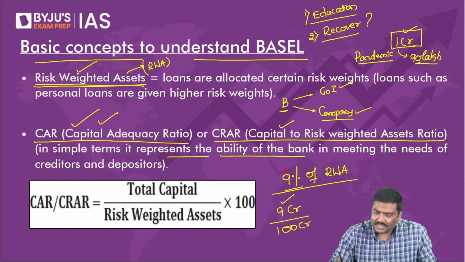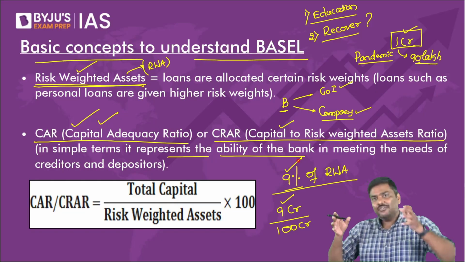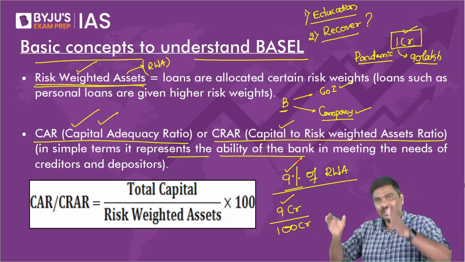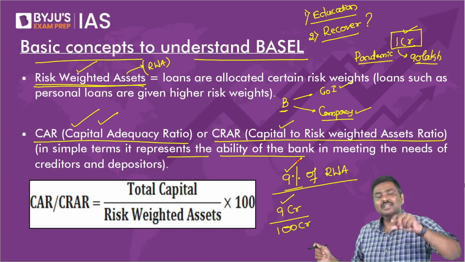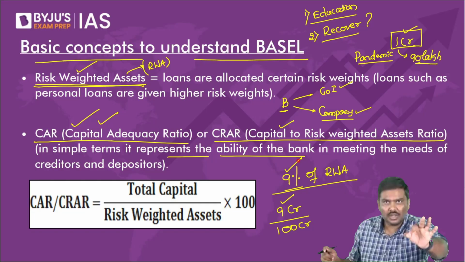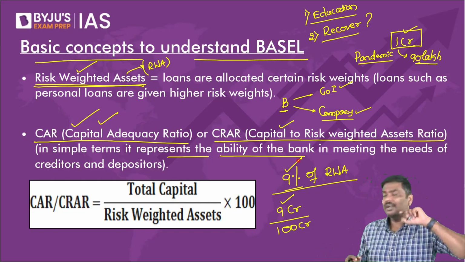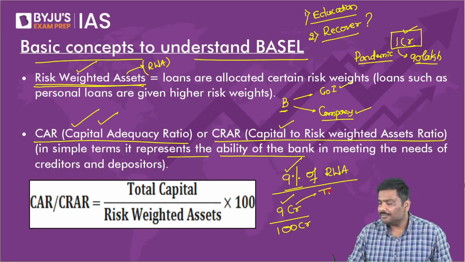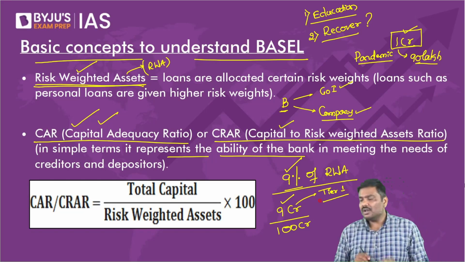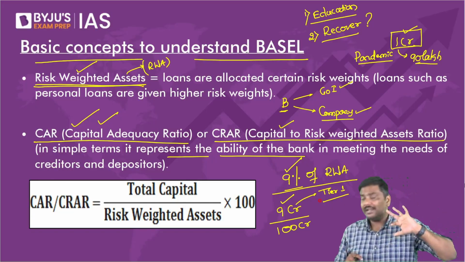If the bank is having a target of 9%, it simply means for every 100 crore worth of risk-weighted assets, the bank must maintain 9 crore worth of capital. Now, within this, the next point is important. Within this 9 crore, the bank should have more of tier 1 capital compared to tier 2 capital. Remember this point.